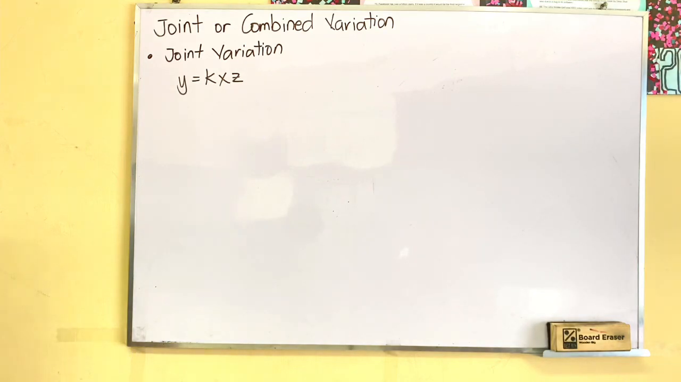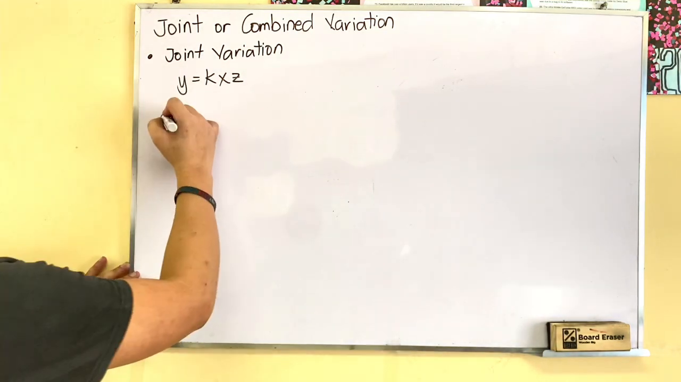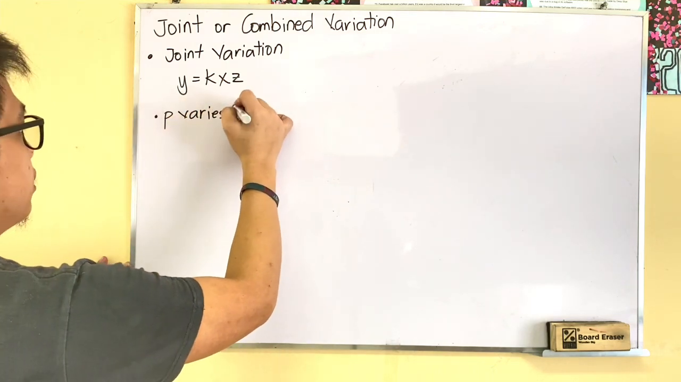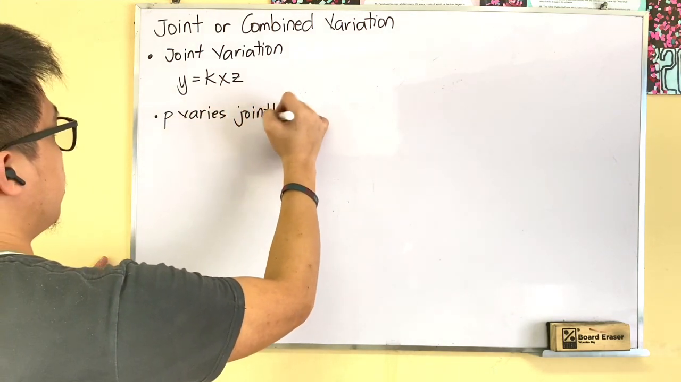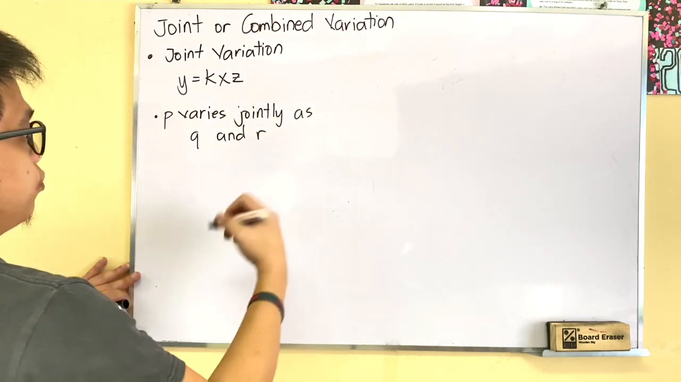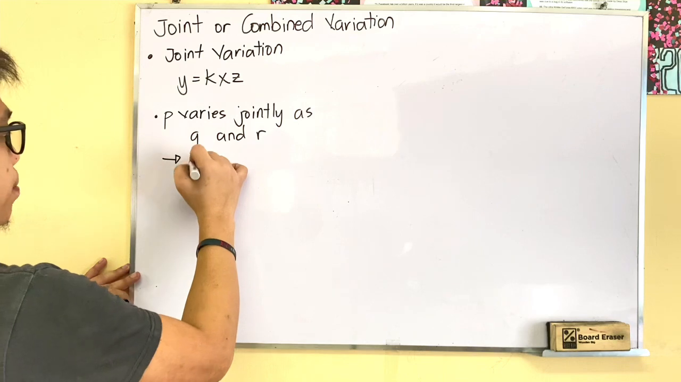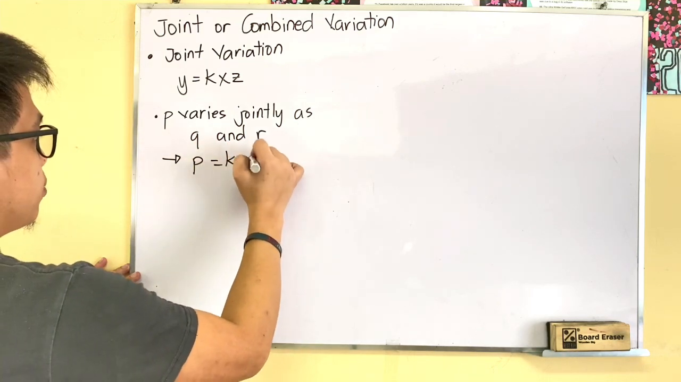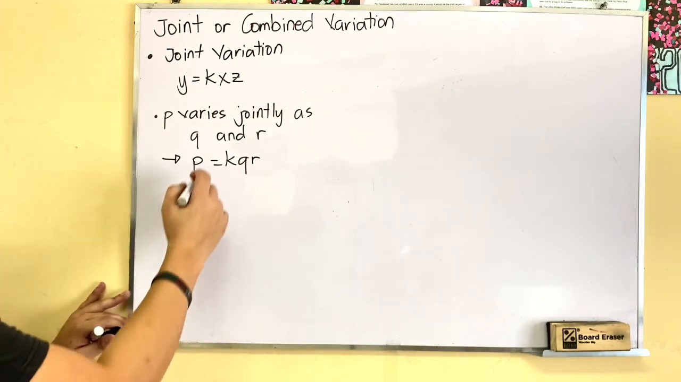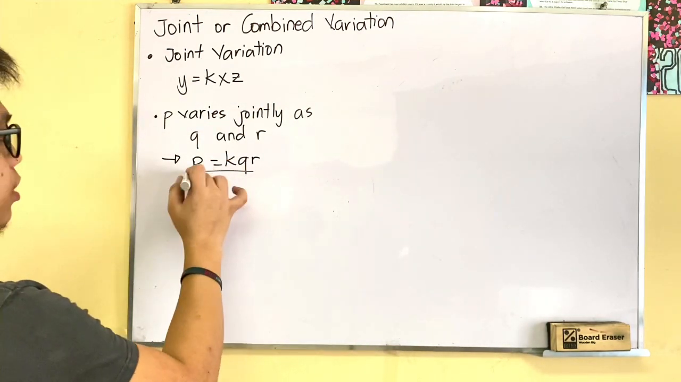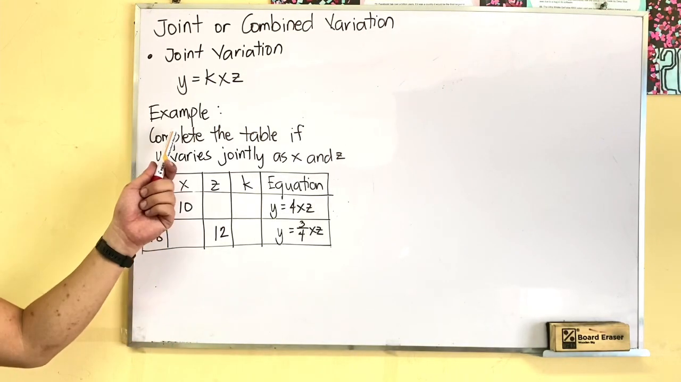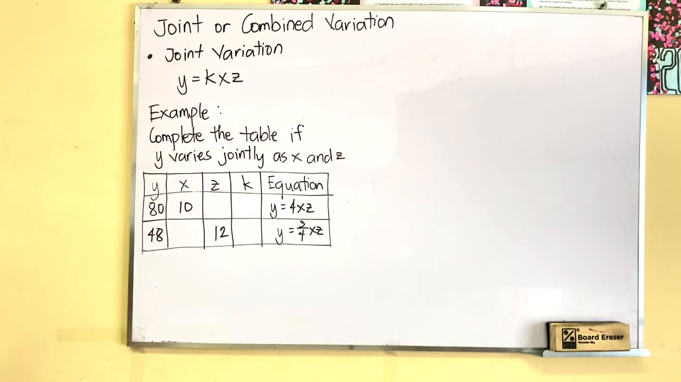So, for example, ang sinabi naman is P varies jointly as Q and R. Therefore, masasabi natin na P is equal to K times Q times R because P varies jointly as Q and R. So, ito na agad yung ating magiging equation. Okay. Magbigay tayo ngayon ng example ng isang joint variation.